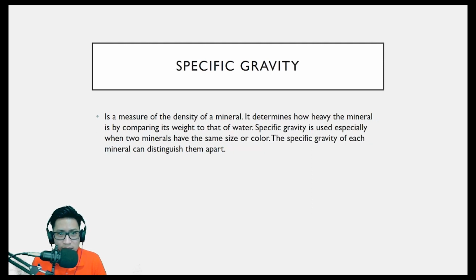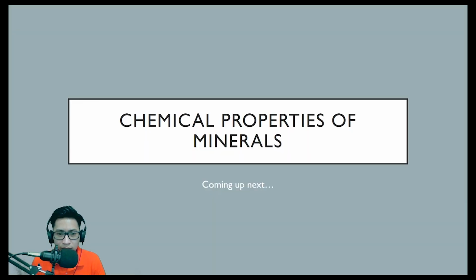The last one is the specific gravity. It is a measure of the density of a mineral. It determines how heavy the mineral is by comparing its weight to that of water. Specific gravity is used especially when two minerals have the same size or color. The specific gravity of each mineral can distinguish them apart. Those are the different physical properties of a mineral that were formed because of their atomic arrangement.